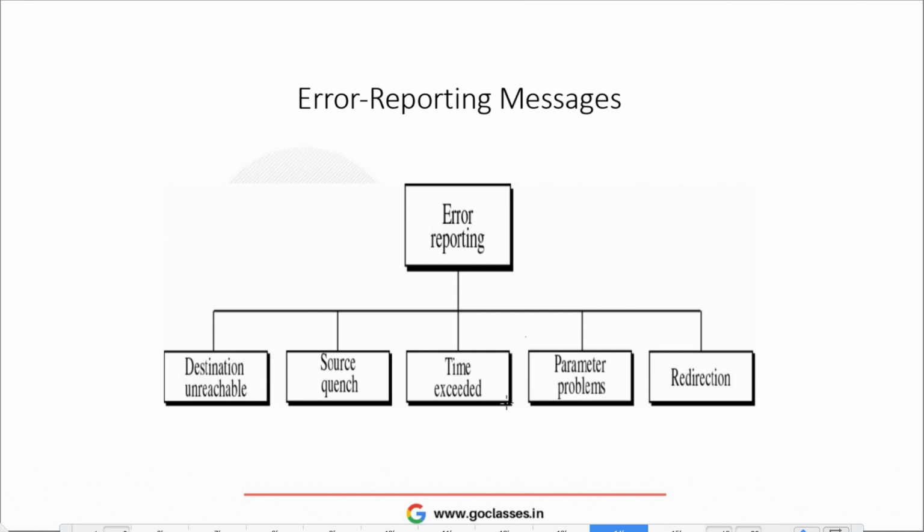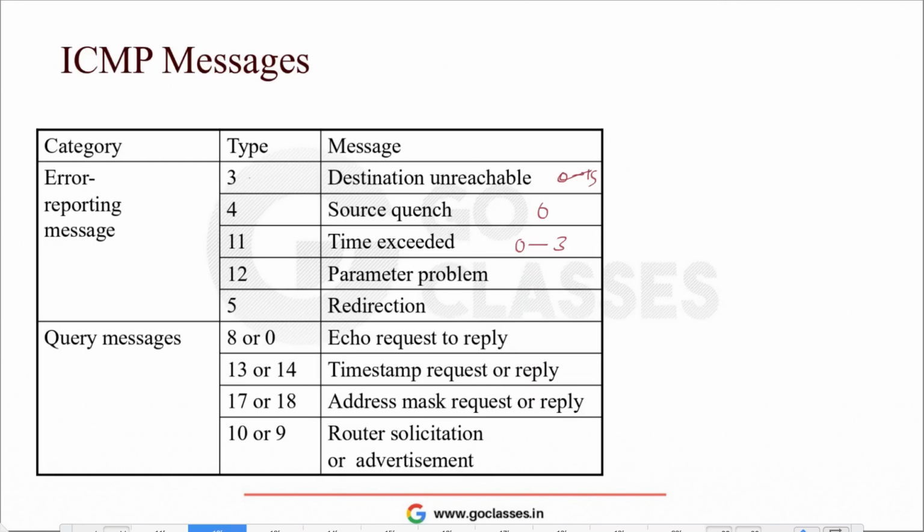Now this error message, as I just told you, is divided into multiple categories, and we will not look at these categories in detail because this is not required for the GATE. We will just see an overall idea of the error reporting messages. First is destination unreachable. Suppose a router has encountered some problem and because of that the destination is unreachable, then it will say that the type will be 3, and the reason why the destination is unreachable will be specified using the code, right?